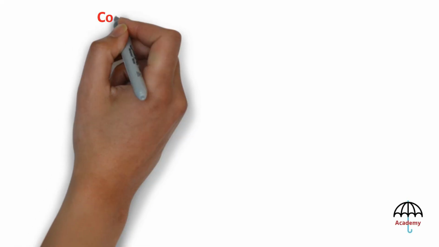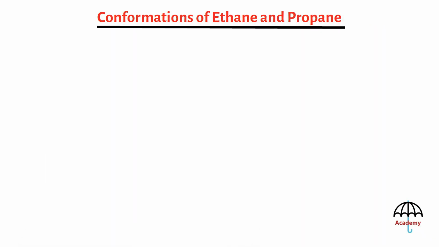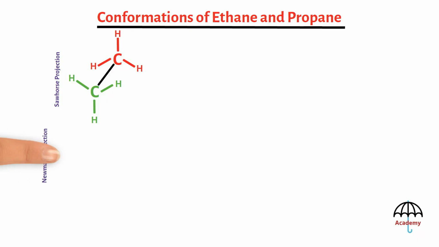In this lecture, we will discuss conformations of ethane and propane. Consider the sawhorse projection of the ethane molecule. In drawing conformations, we often use Newman projections. For a detailed lecture on Newman projections and interconversions of different projections, click here. To convert this sawhorse projection into Newman projection, look through this carbon-carbon bond.